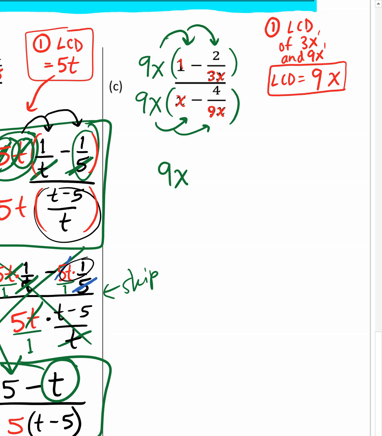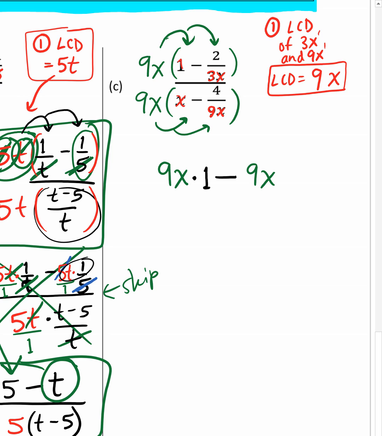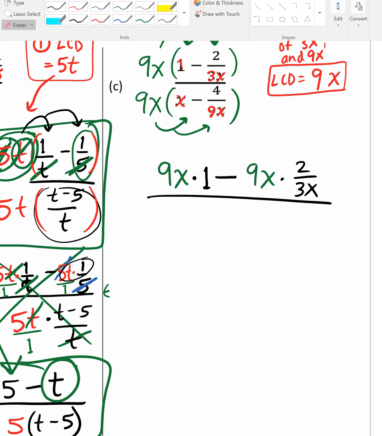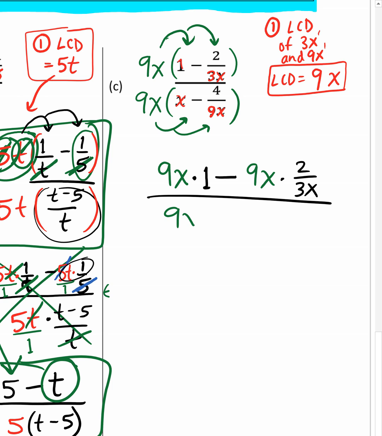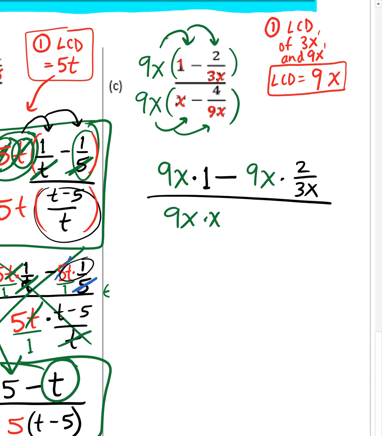I'm multiplying 9x first by the 1 in the numerator, times 1, okay, minus, and then the 9x times the fraction that's in the numerator, it's 2 over 3x, and I'll see kind of what happens there. In the denominator I have 9x being multiplied first by the x that's in the front, so I got that first, times x, okay, and then minus the next fraction, 4 over 9x, that's also being multiplied by the 9x that I'm distributing onto it.